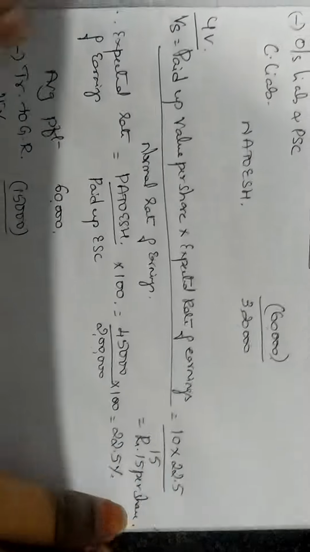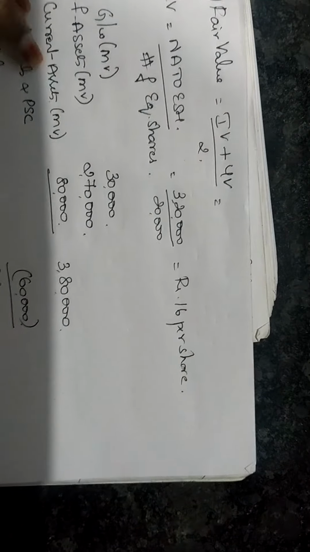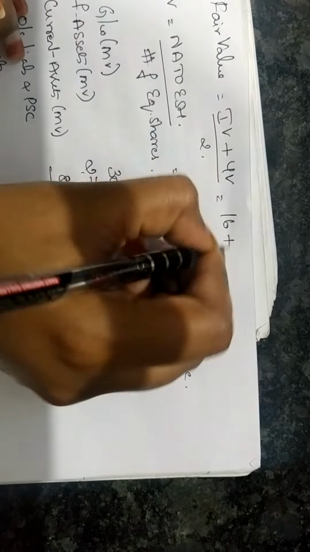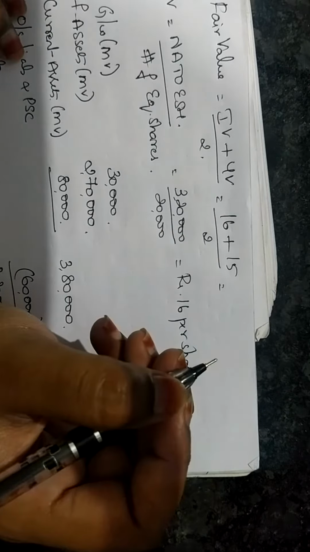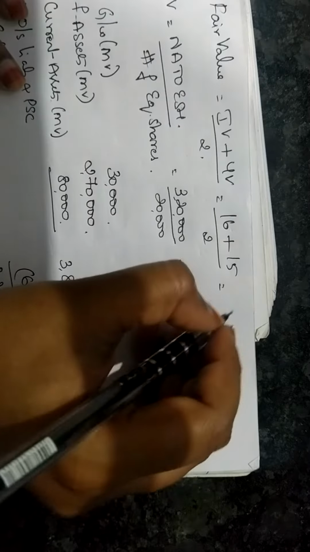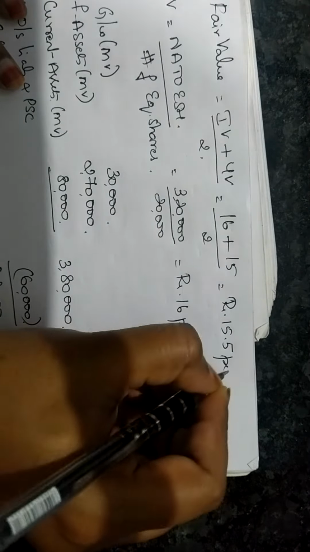Okay, so therefore your fair value: IV, what we have found out, was 16, YV is 15, divided by 2. So 16 plus 15 divided by 2 is rupees 15.5 per share.